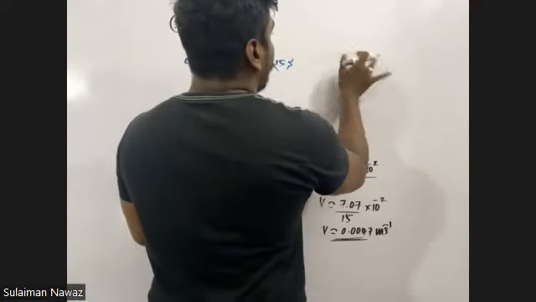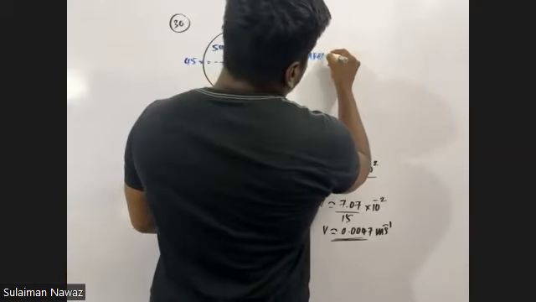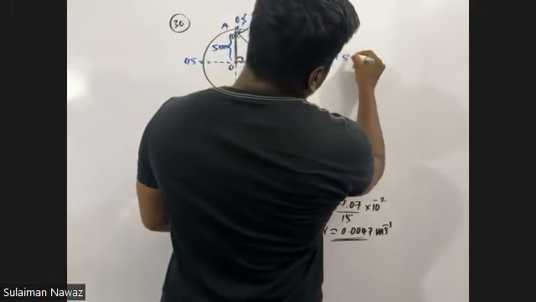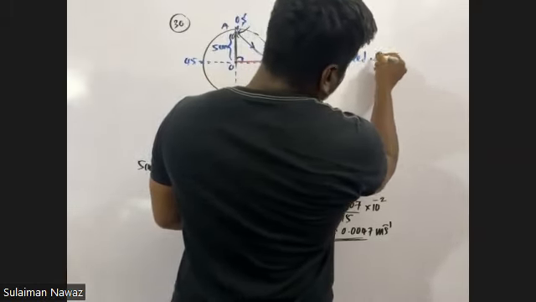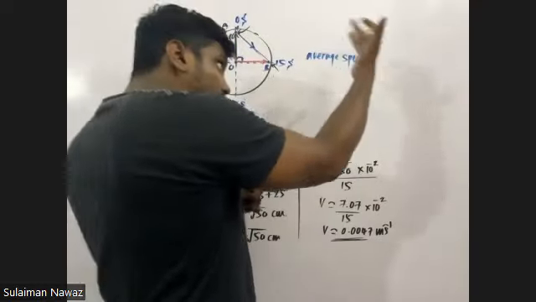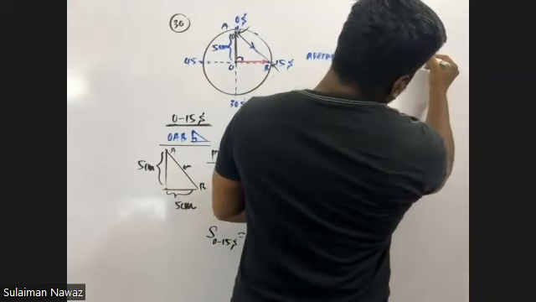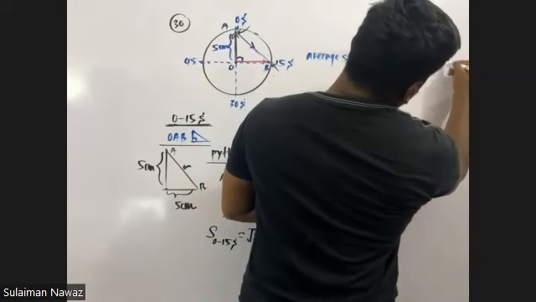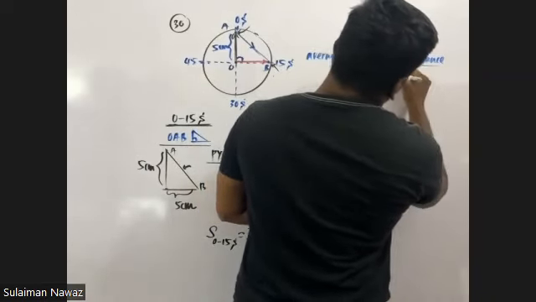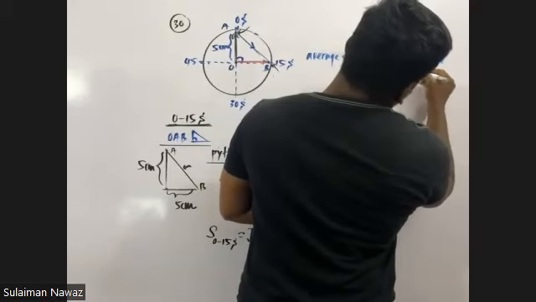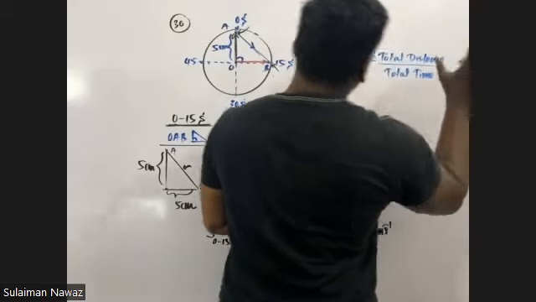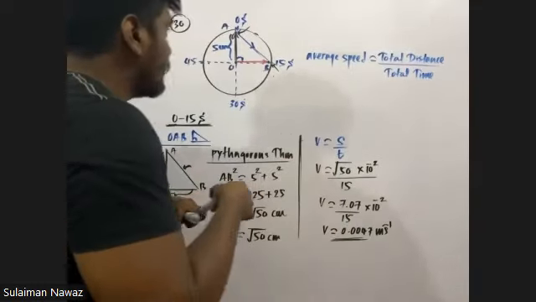Very carefully listen. Look at it. Average speed means we what? We learned total distance over total time. Right? Total distance over total time.